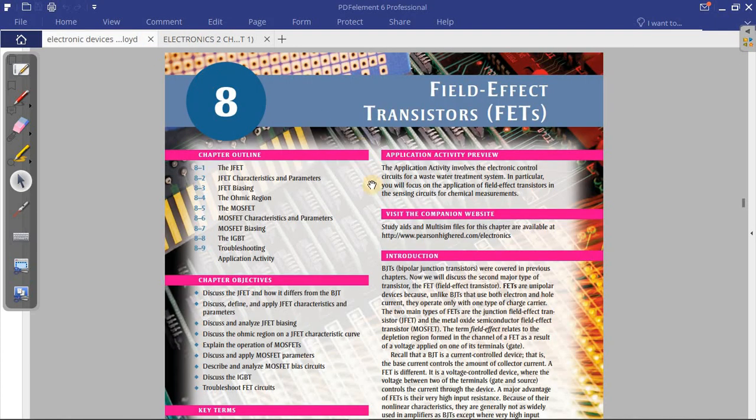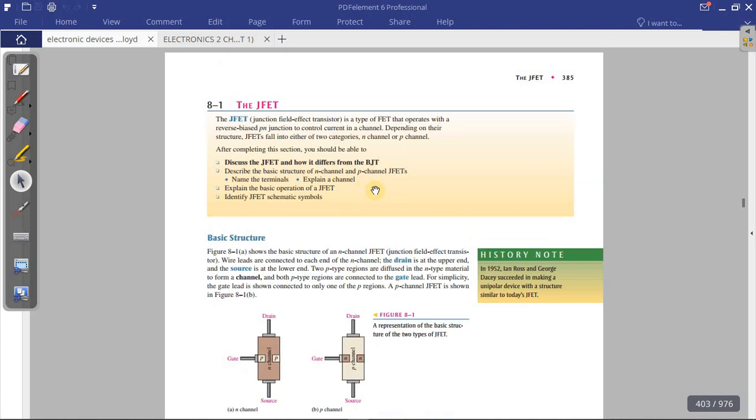Let's go back to the book and see what the book says. You see, the JFET, the junction field effect transistor, is a type of FET that operates with a reverse biased PN junction to control current in the channel. Depending on their structure, JFETs fall into one of two categories, N channel or P channel.